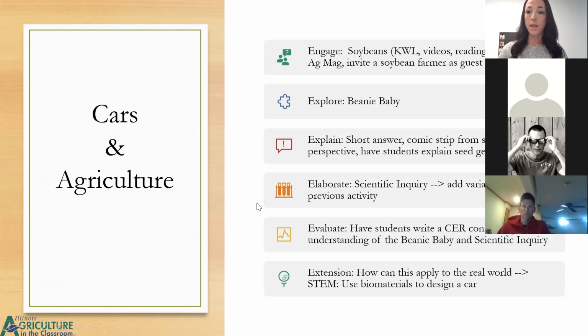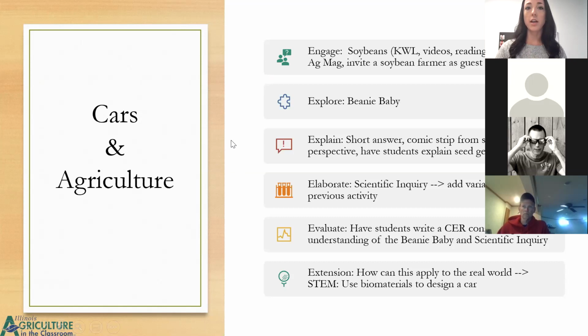Evaluate. Have them write a claim evidence reasoning or compare and contrast their hypothesis to what the conclusion was, things like that. Now your extension, this is a fun one. Now you could do it for all levels. However, it might be a little bit better to do as an upper level. I would say sixth grade and up, and even sixth grade might be a little bit challenging.